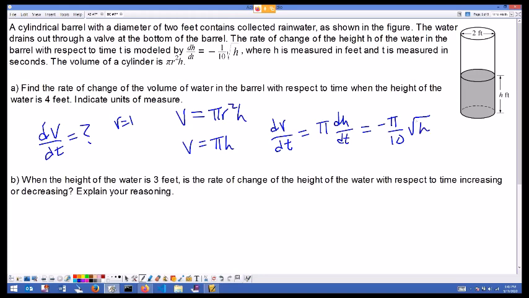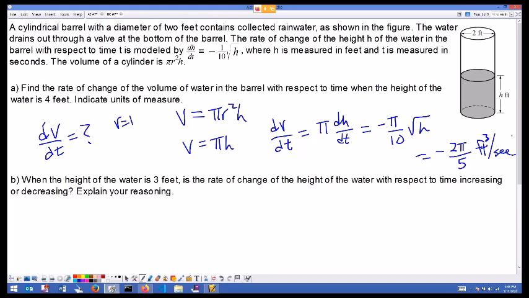And we want to know what it is when h is 4. So that should be negative 2 pi over 5 feet cubed per second. Any issues on that?